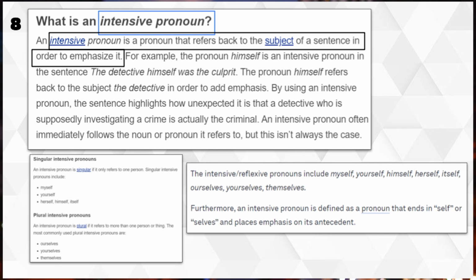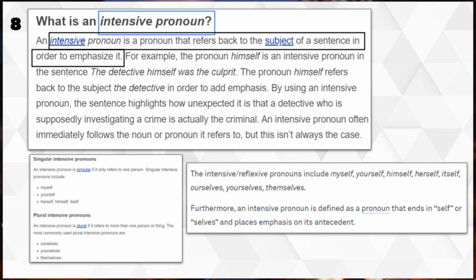You can see that we have a lot of information here, and you probably want to review and digest it. For example, the pronoun himself is an intensive pronoun in the sentence, "The detective himself was the culprit." The pronoun himself refers back to the subject, the detective, in order to add emphasis. By using an intensive pronoun, the sentence highlights how unexpected it is that a detective who is supposedly investigating a crime is actually the criminal. An intensive pronoun often immediately follows the noun or pronoun it refers to, but this isn't always the case.